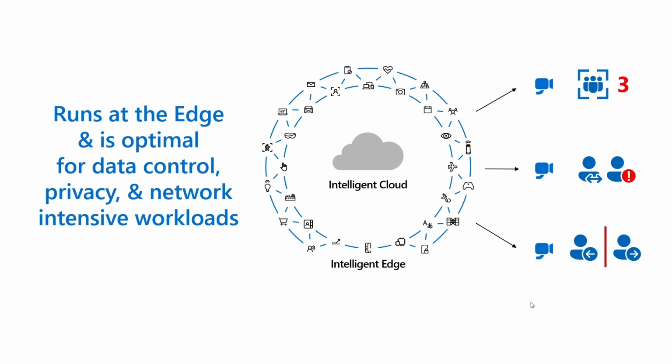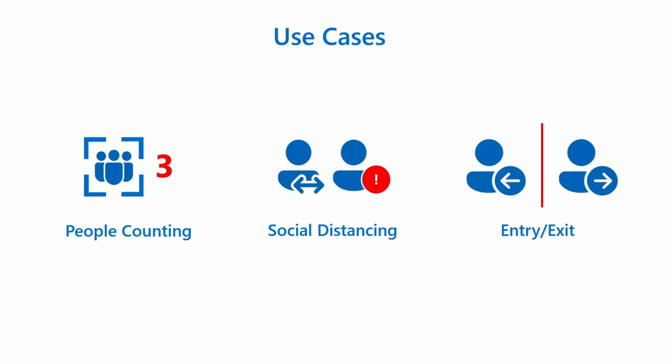Spatial analysis ships at the edge as a Docker container, and it is optimal for data control, privacy, and network-intensive workloads. Thus, spatial analysis brings to you the power of the intelligent edge, and it enables you to build powerful business applications at scale in the Azure cloud. Let's look at the three scenarios in which we can use spatial analysis: people counting, social distancing, and entry-exit of spaces.